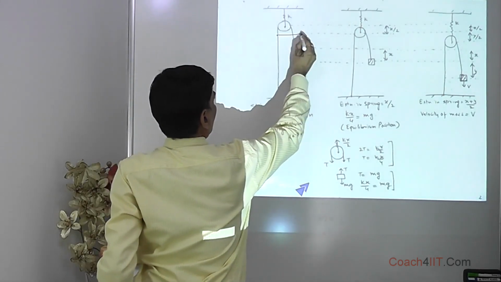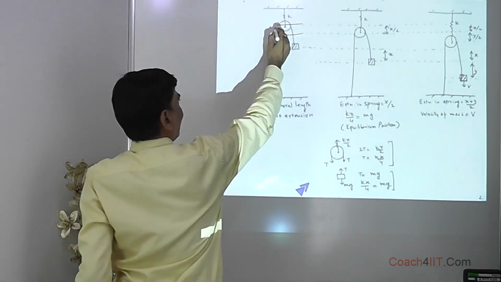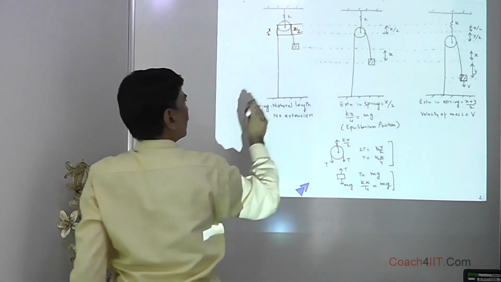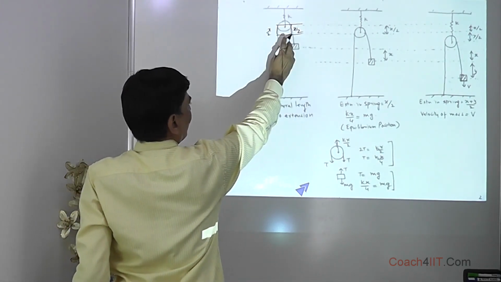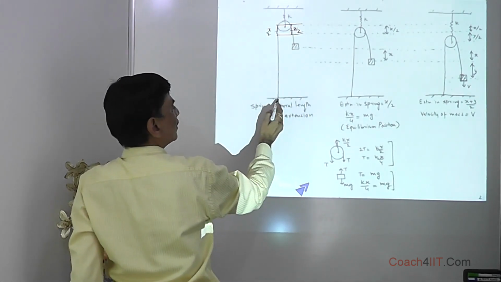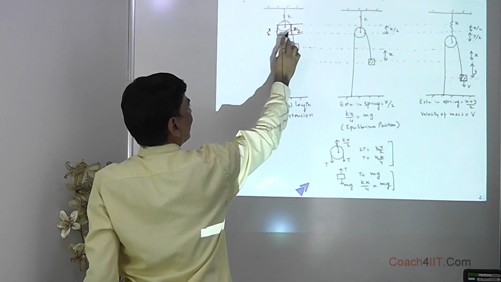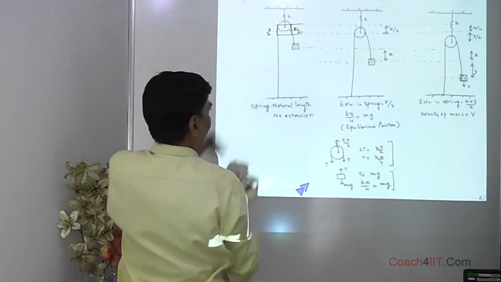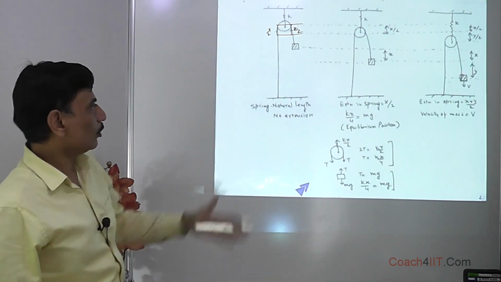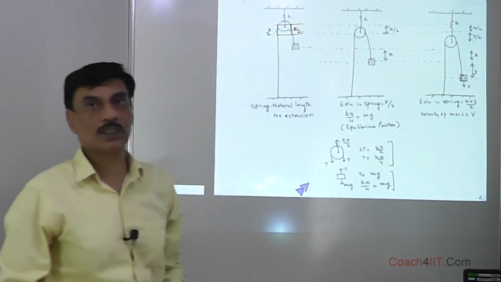When the pulley has gone by x by 2, the string has been released: x by 2 from here and x by 2 from here. Where has it gone? This end is tied, so obviously this x by 2 and x by 2 has been supplied to this end. As a result, this block goes down by x distance. Now this is stable over here. This is the mean position, everything is stable.